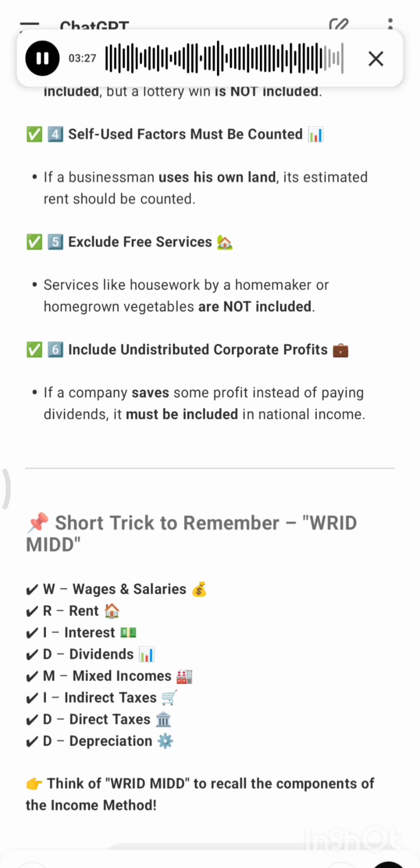Short trick to remember. ROD-MID: W, wages and salaries; R, rent; I, interest; D, dividends; M, mixed incomes; I, indirect taxes; D, direct taxes; depreciation. Think of ROD-MI to recall the components of the income method.